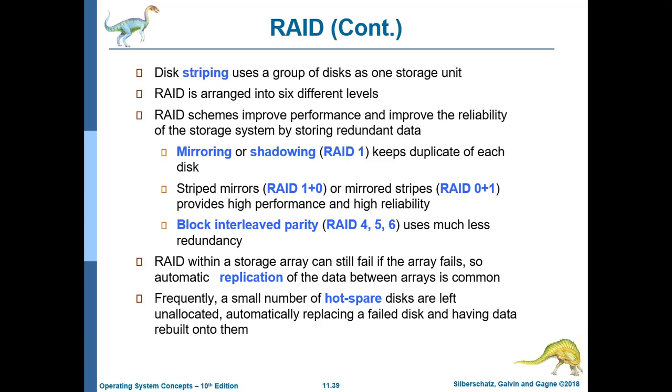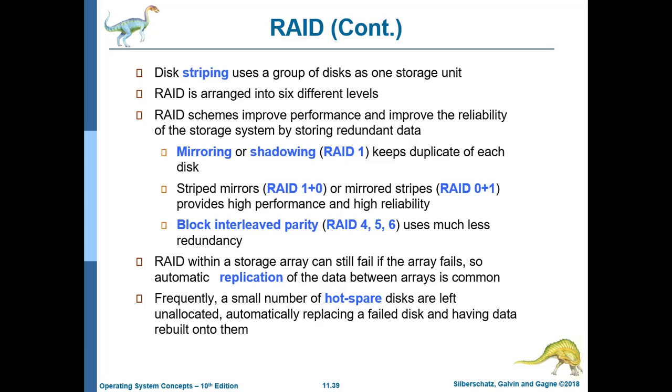RAID is arranged into 6 different levels. RAID schemes improve performance and improve the reliability of the storage system by storing redundant data. We have mirroring or shadowing, or RAID 1, which keeps a duplicate of each disk. Then stripe mirrors, either RAID 1 plus 0 or mirrored stripes, RAID 0 plus 1, provide high performance and high reliability. We are going to discuss the difference between RAID 1 plus 0 and RAID 0 plus 1. Next is block interleaved parity. RAID 4, 5, and 6 use much less redundancy.